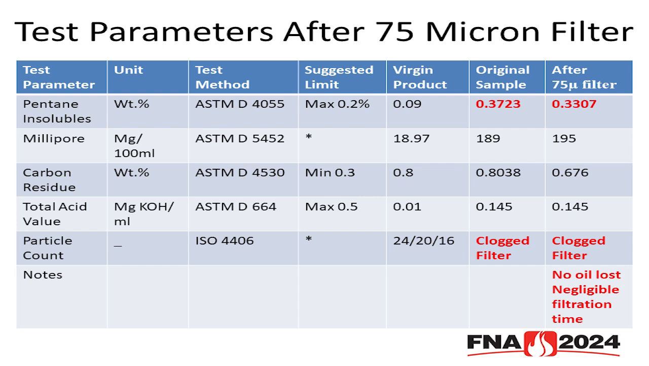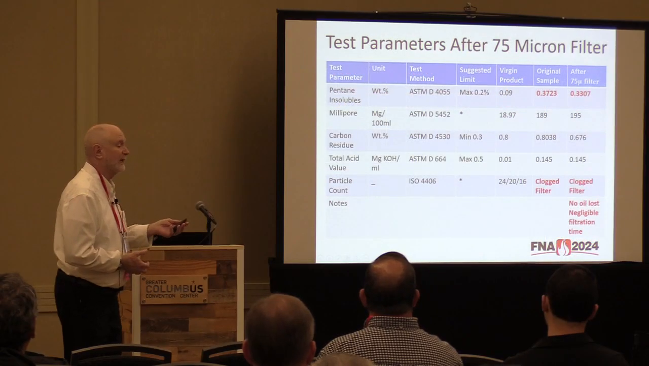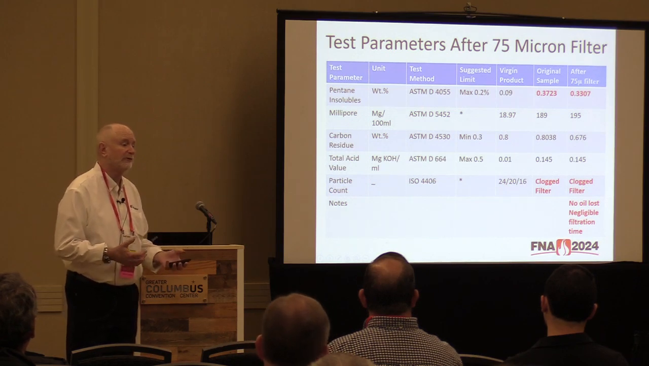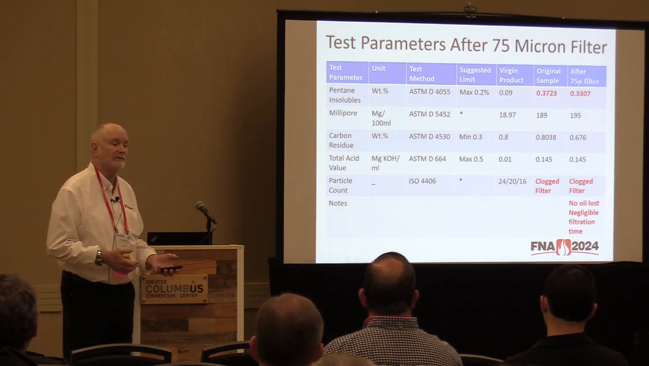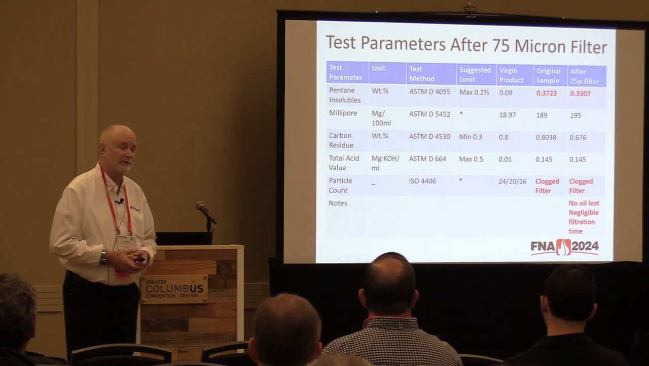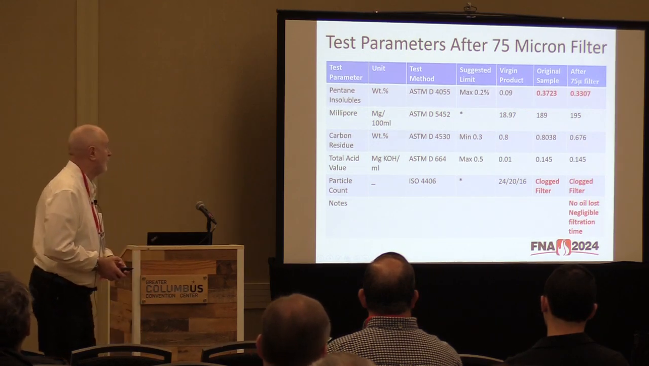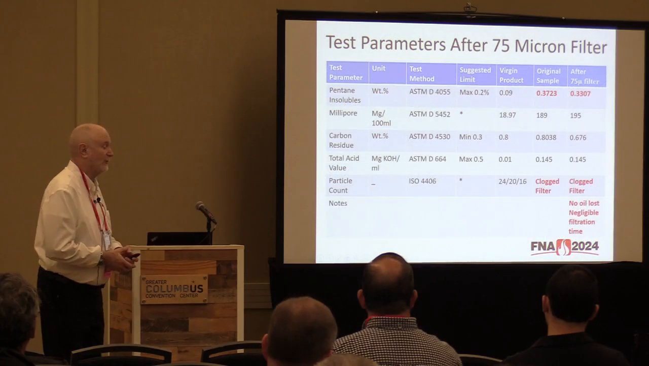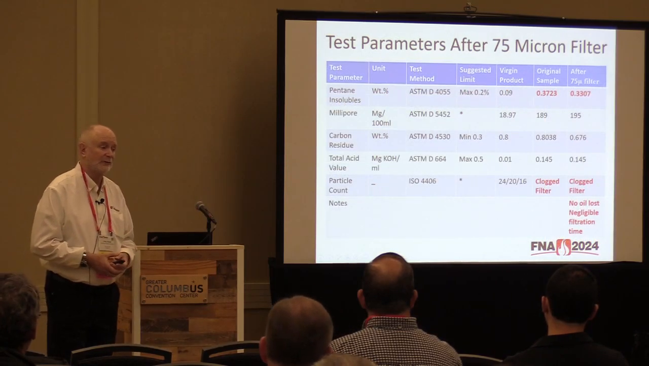Carbon residue, because we filtered out some of the sludge, you would expect the carbon residue to decrease. Because you're filtering it out and testing for carbon residue after the sludge is removed, so you would expect a lower number. Total acid number did not change. Filtration does nothing to influence oxidation of an oil. Particle count we couldn't run because everything was too dirty.